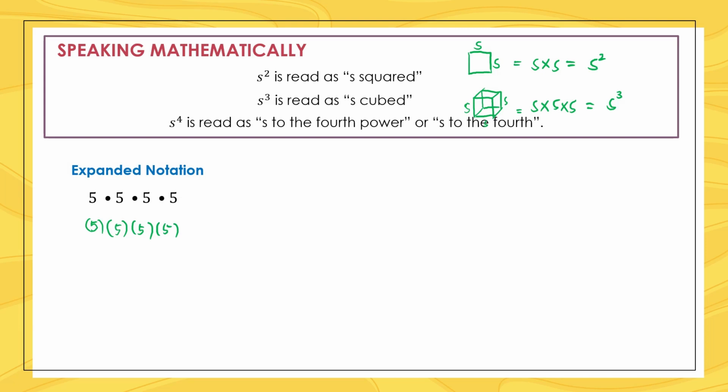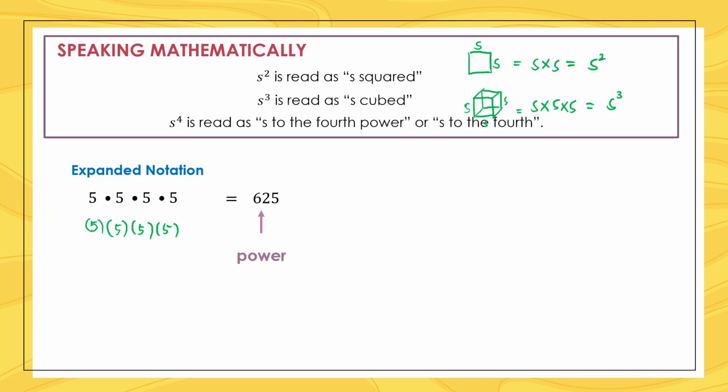Expanded notation. If we multiply all this together, 5 times 5 times 5 times 5, we will have 625. And how do you call this one? Instead of product, we call it power.